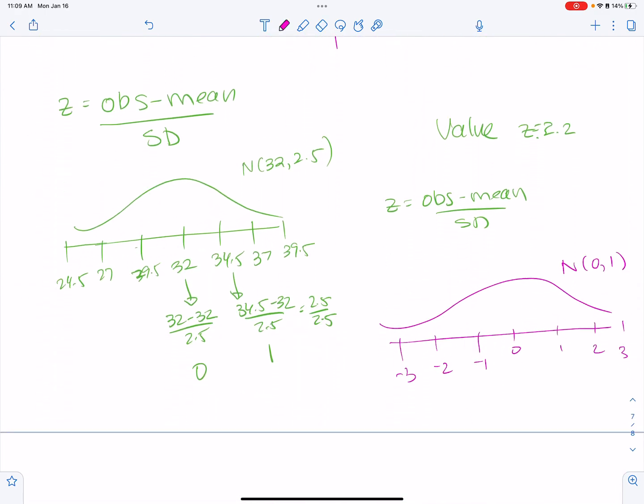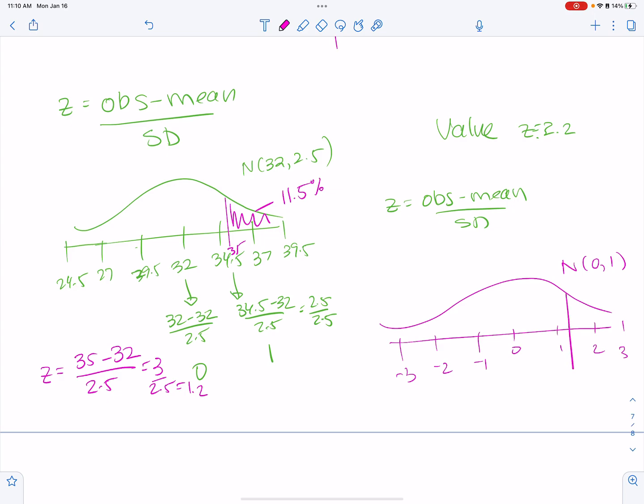So if I said 35, which was right here, we found from the above problem that was 11.5%. Okay, so we're going to do it now on the z-score table. So let's find what the z-score is for 35. So observed 35 minus the mean 32, because it's observed minus mean divided by standard deviation. So we get 3 divided by 2.5. And when we do it in the calculator, we get 1.2.